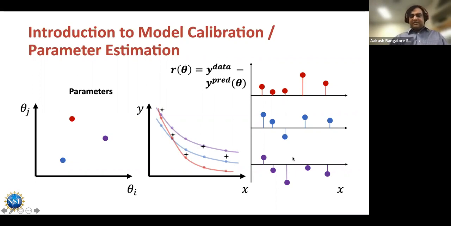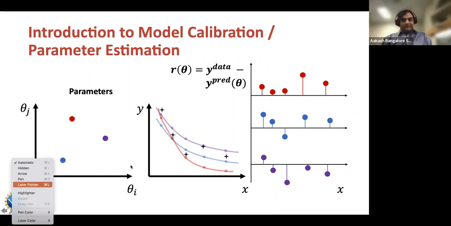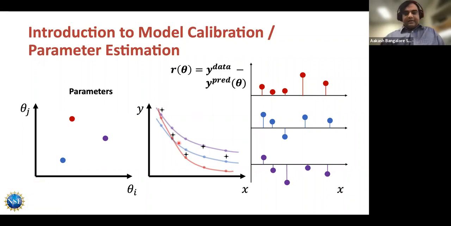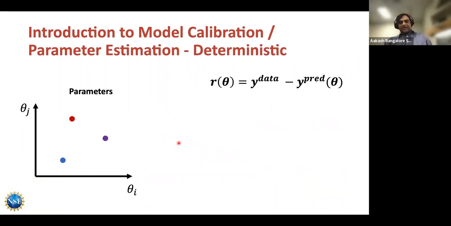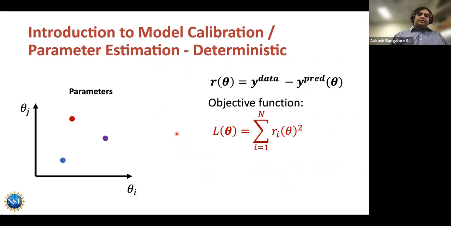We see that these are the kind of residuals that we get from this curve, from this figure, given that data set and for those parameter values. Now, the deterministic approach to parameter estimation is to make use of these residual values and come up with some objective functions, which are also called loss functions. So these are functions of the parameters. One such objective function is shown here.